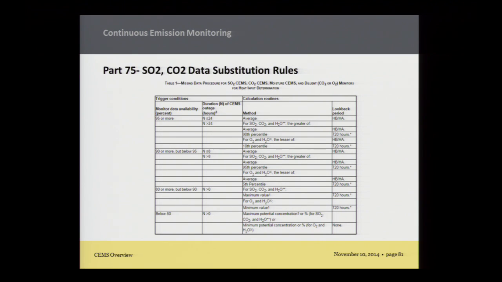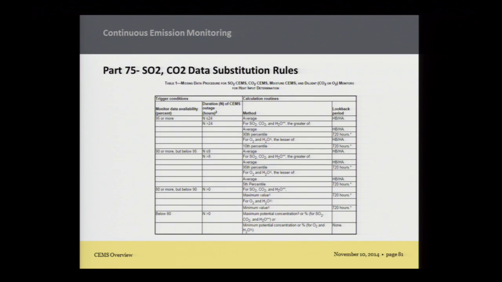So here's an example of missing data procedure for SO2. This is straight from the rule. SO2, CO2, moisture, and, well, that's it. Or for heat input determination. So if I'm in the 95th percentile, 95% available or above, and my data is only out for less than 24 hours, I get to use the average of the hour before and the hour after. So I just go grab before and after, that's my average, I'm good to go.